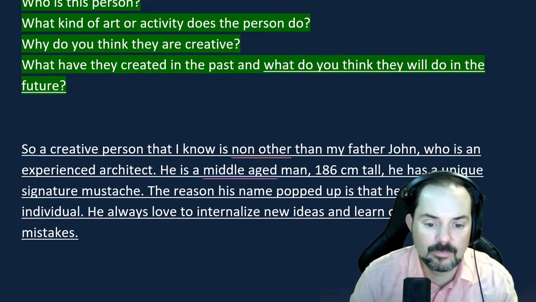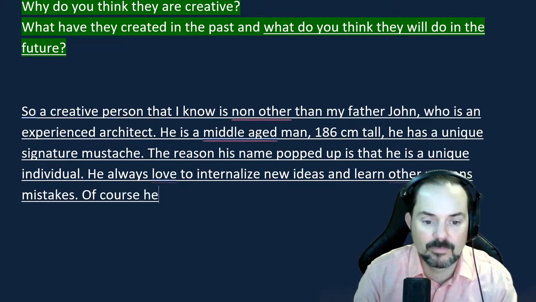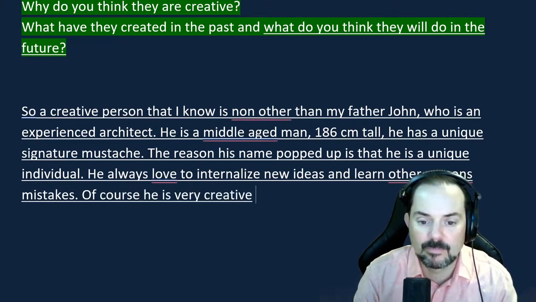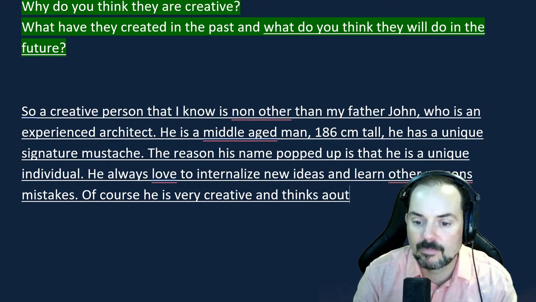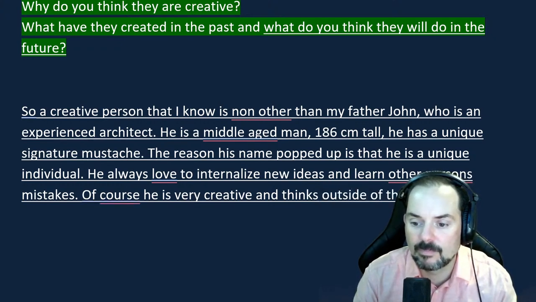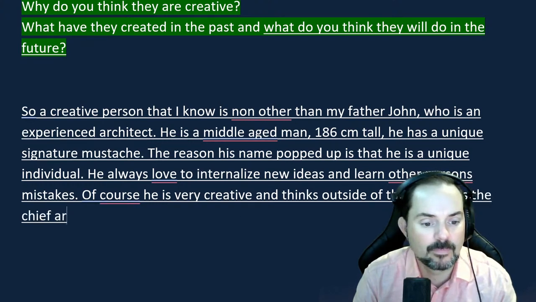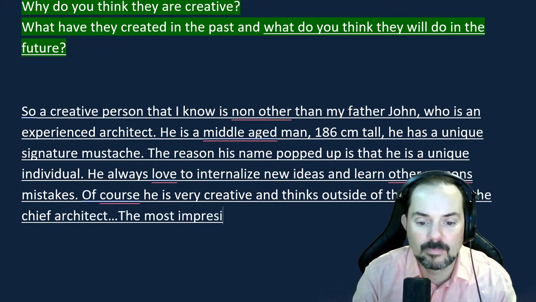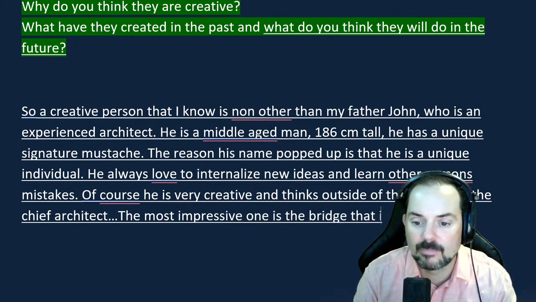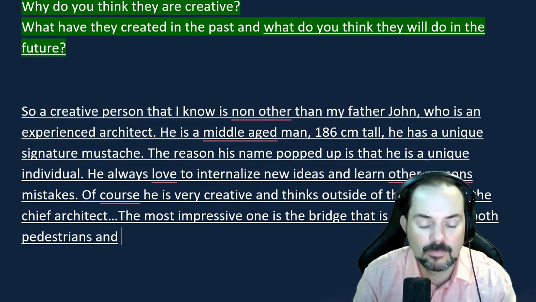His job is to design architecture, and he is currently the chief architect in a team that has been designing very unique architecture. And the most impressive one is the bridge that is designed for both pedestrians and other vehicles like cars and motorbikes to somewhat solve traffic congestion.